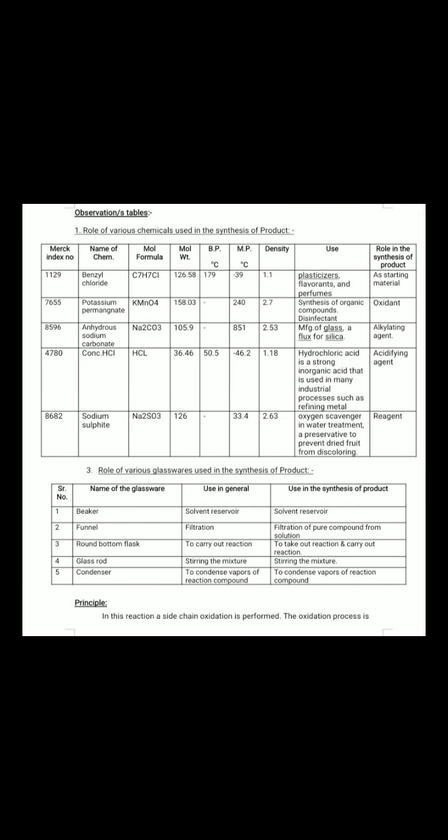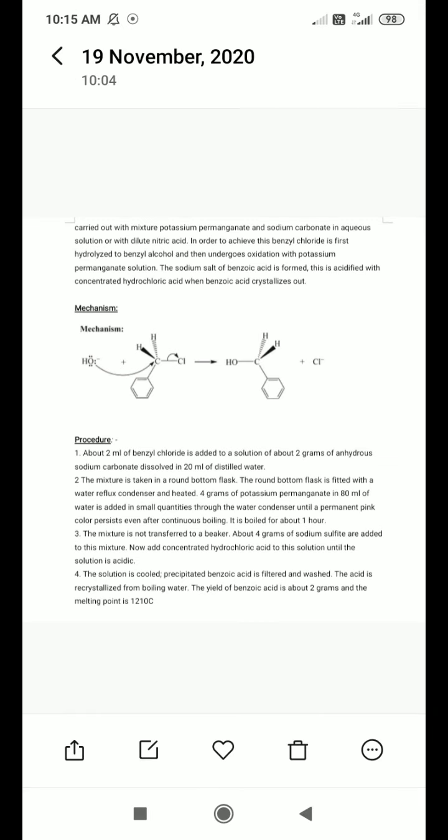In this reaction, a side chain oxidation is performed. The oxidation is carried out with a mixture of potassium permanganate and sodium carbonate in aqueous solution, or with dilute nitric acid. Here, benzyl chloride is first converted into benzyl alcohol. Then we treat it with KMnO4 and it is converted into a salt, and then we acidify that compound and it is converted into the desired product, benzoic acid.